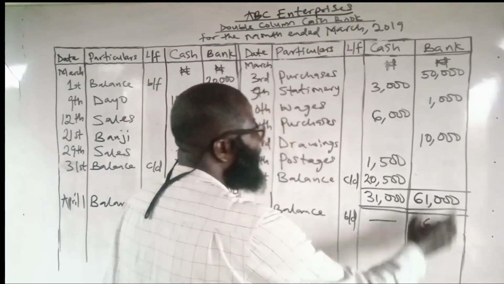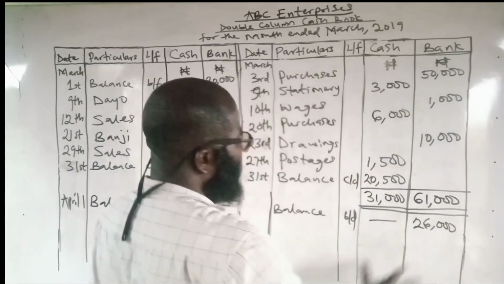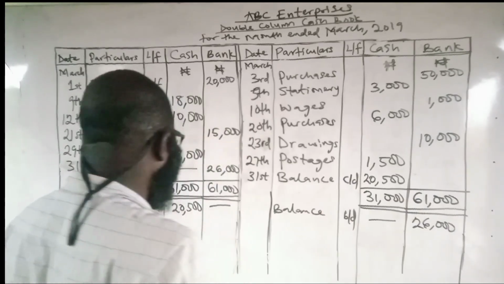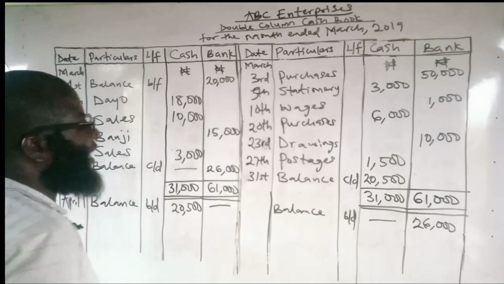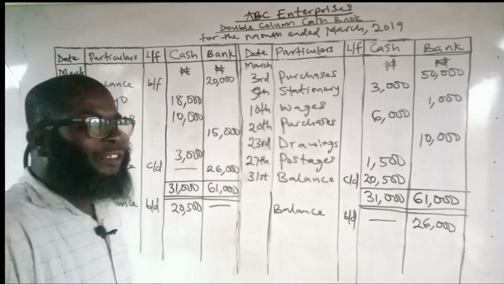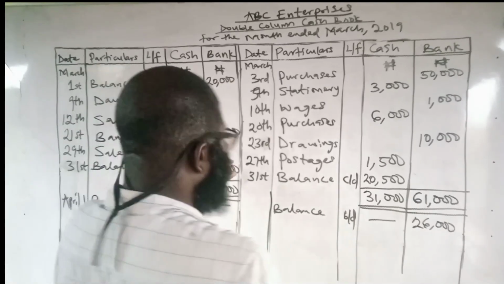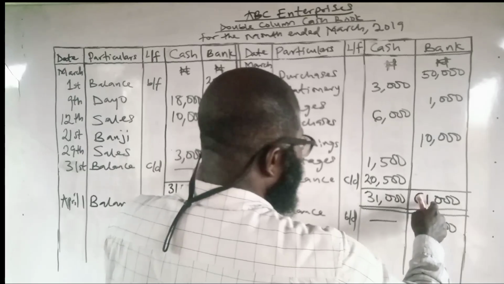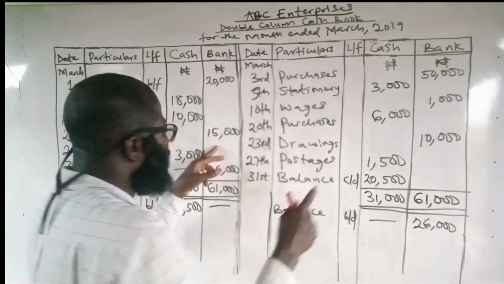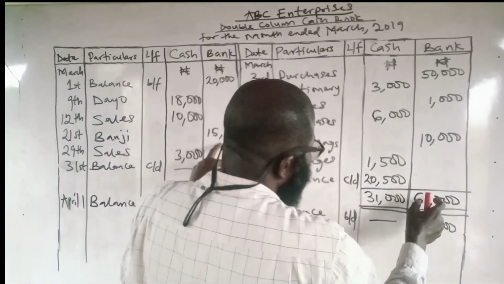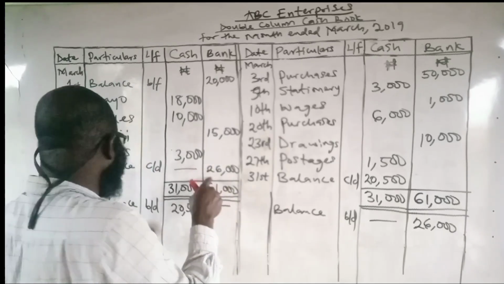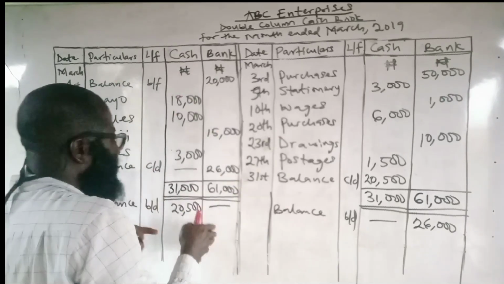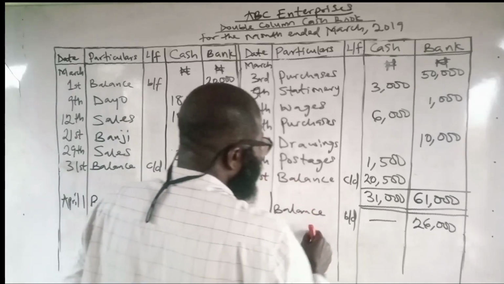This simply means that ABC Enterprises withdrew more than what he is having. He's having 15 plus 20, that's 35,000. He has 35,000 in his account, and he withdrew more than 35. He withdrew 61,000. By the time you deduct 35,000 from 61,000, you are going to have 26,000. So this balance will be balance carried down in order to balance the account. You will now bring the balance here.